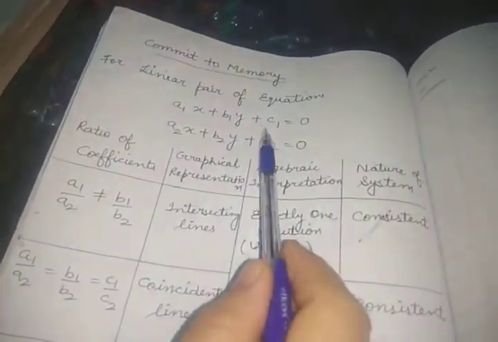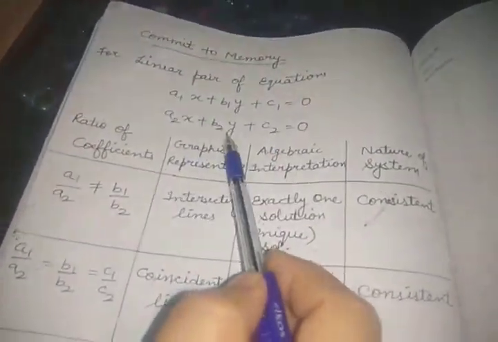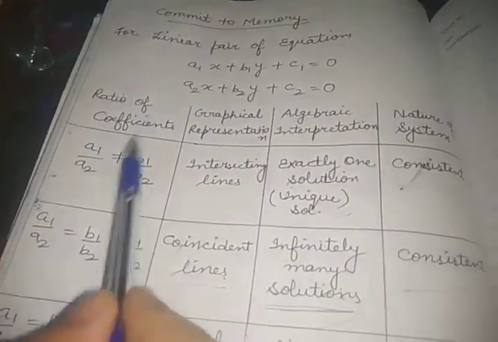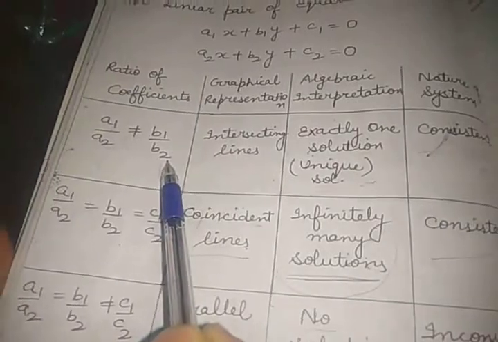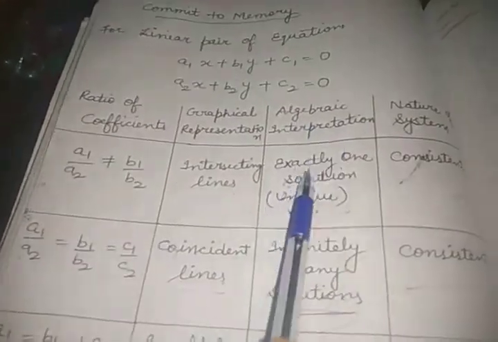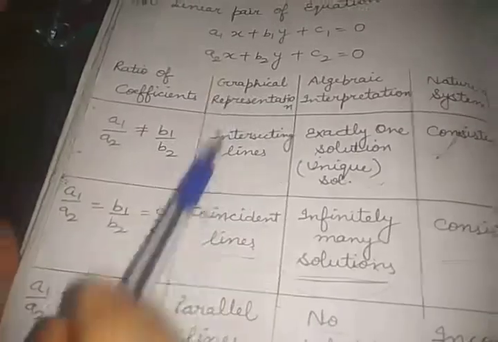For a linear pair of equations a1x plus b1y plus c1 equals 0, a2x plus b2y plus c2 equals 0: if the ratio of coefficients a1 upon a2 is not equal to b1 upon b2, then which type of graphical representation is it? Intersecting lines. And the algebraic interpretation is exactly one solution. Similarly, for coincident lines, what was the ratio of coefficients? a1 upon a2 equals b1 upon b2 equals c1 upon c2.